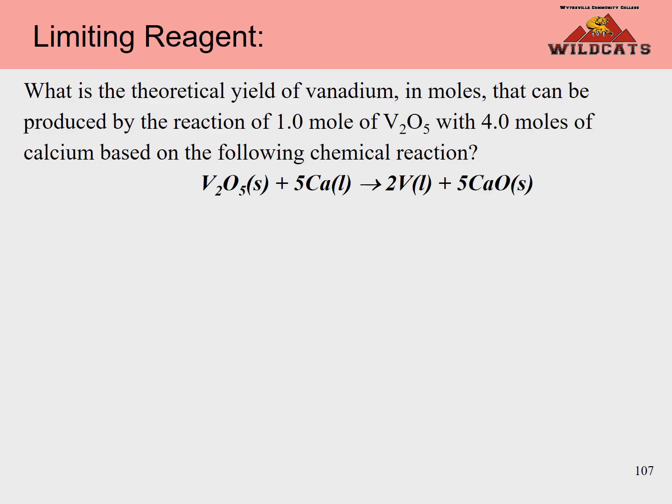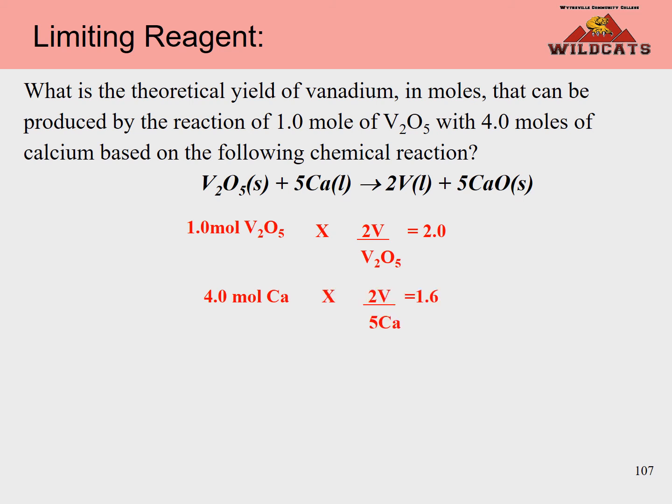So let's take a look at a more simplified version of this. We're starting out with moles of V2O5 and moles of calcium, and we want to know moles of vanadium. Well, a moles to moles problem only takes one step. So I can start with the moles of the V2O5, and I end up with 2.0. Notice I multiply by 2 because there's a 2 in front of the V.